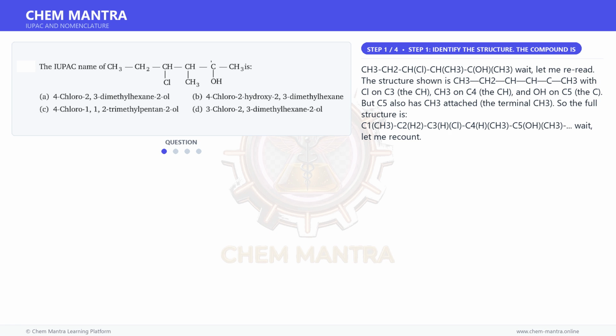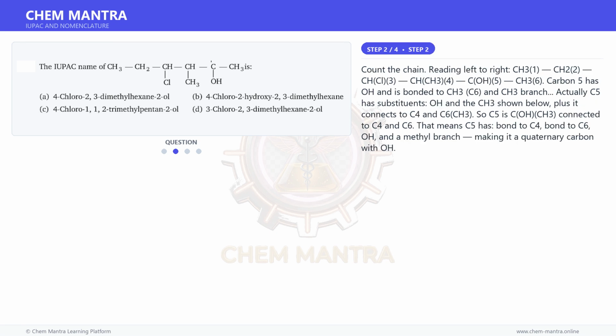Wait, let me recount. Count the chain. Reading left to right, CH3, 1, CH2, 2, CH, Cl, 3, CH, CH3, 4, C, O, 5, CH3, 6. Carbon 5 has O and is bonded to CH3, C6, and CH3 branch. Actually, C5 has substituents, O and the CH3 shown below, plus it connects to C4 and C6, CH3.